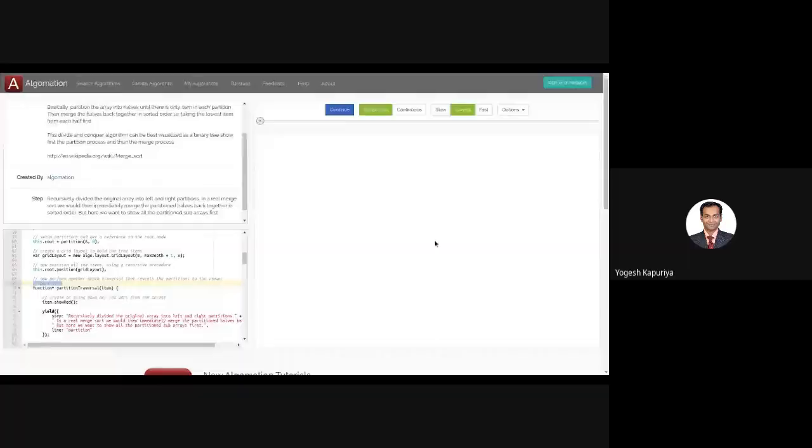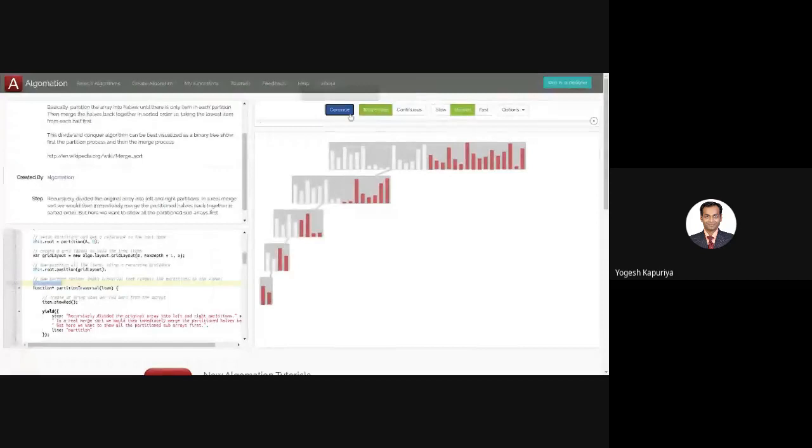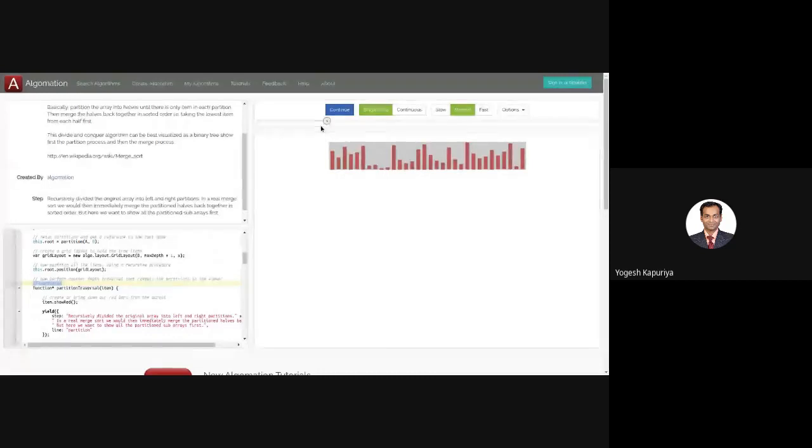So I am now showing you another visualization of merge sort. I hope you are looking at a tool called Algomation. This is an online tool which has a provision for visualizing some of the algorithms which are there in your syllabus. I found merge sort is nicely explained over here. So let us start with the execution. This was our problem statement, right?